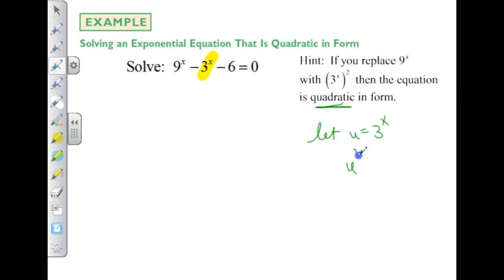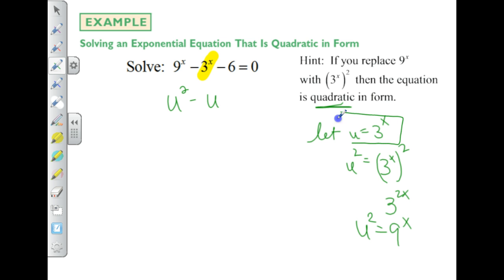Then if I square both sides, I'll get 3 to the x, the whole thing squared, which is really equal to 3 to the 2x, which is the same thing as 9 to the x. So this is my u squared term. So I'm going to let u squared be that 9 to the x. This is minus u, because I said u is 3 to the x, minus 6.